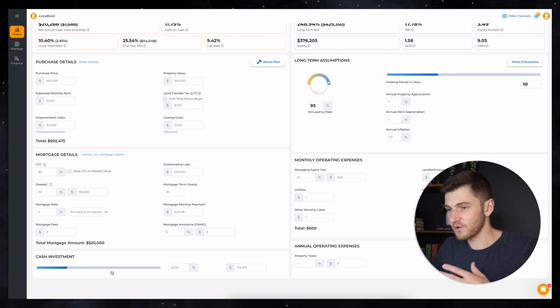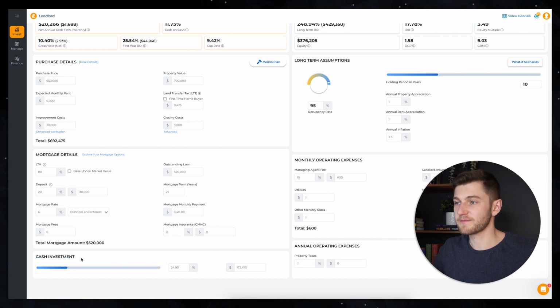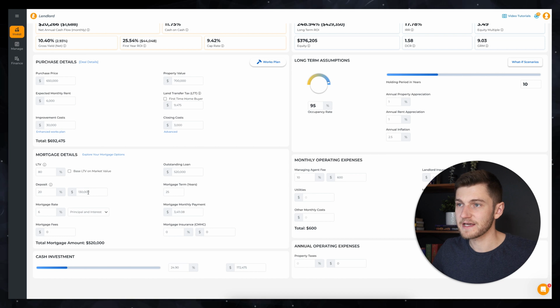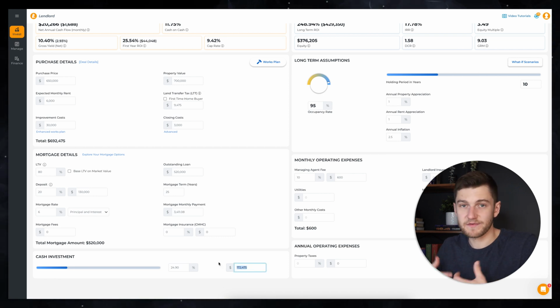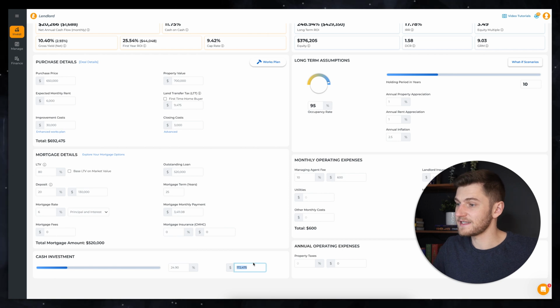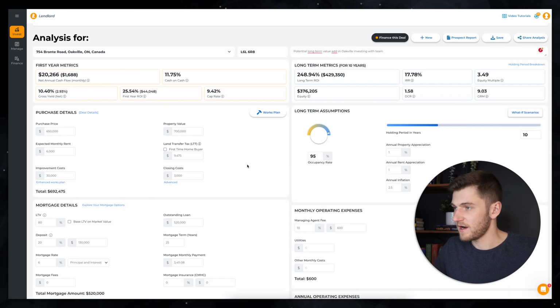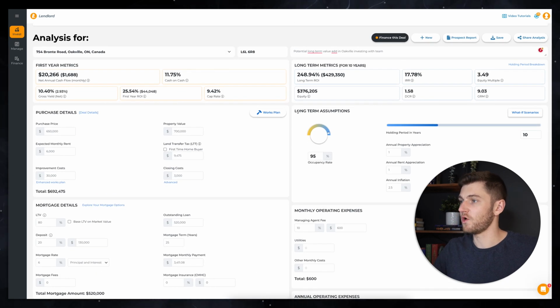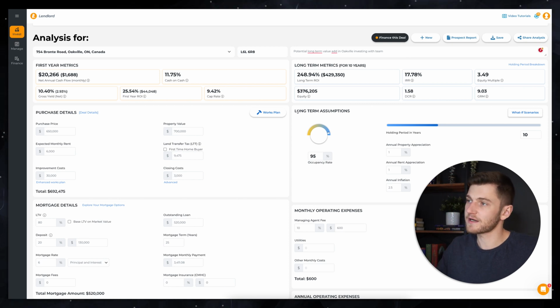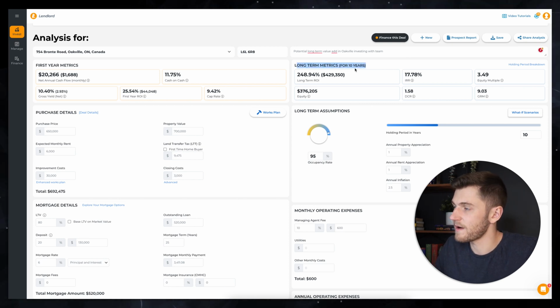Now from here below that, we also have the cash investment. So this is essentially calculating both the down payment as well as the improvement costs and a couple other things such as closing cost and land transfer tax, giving us an investment of cash on our part of $172,000. Up to the right, we also have some longer term assumptions, which is going to come into play for the long-term metrics over the 10-year estimate.